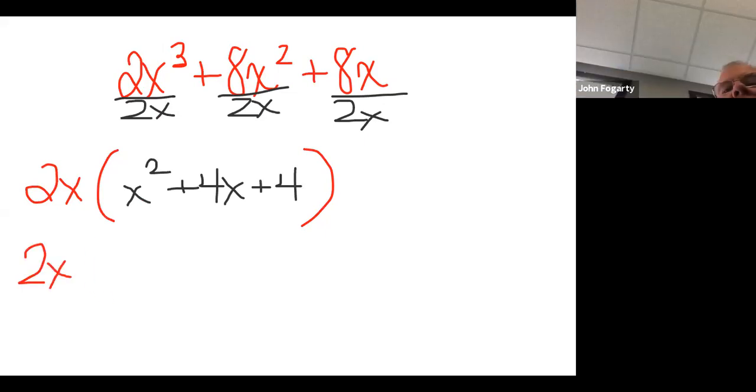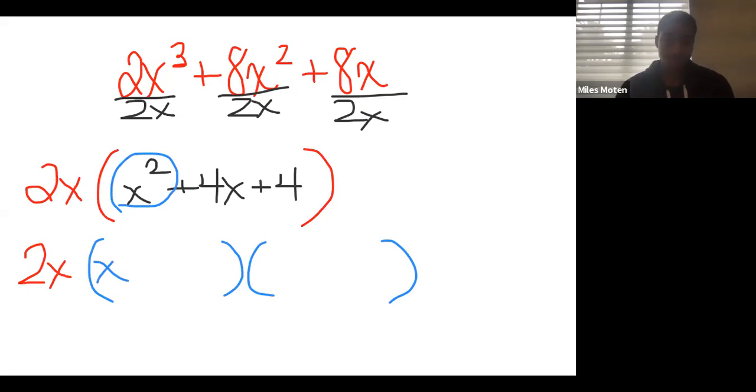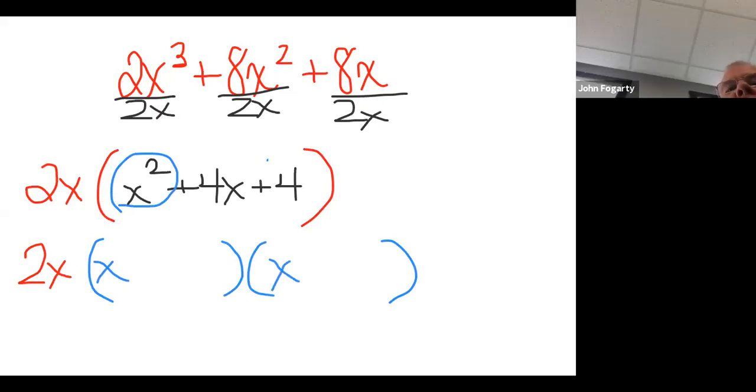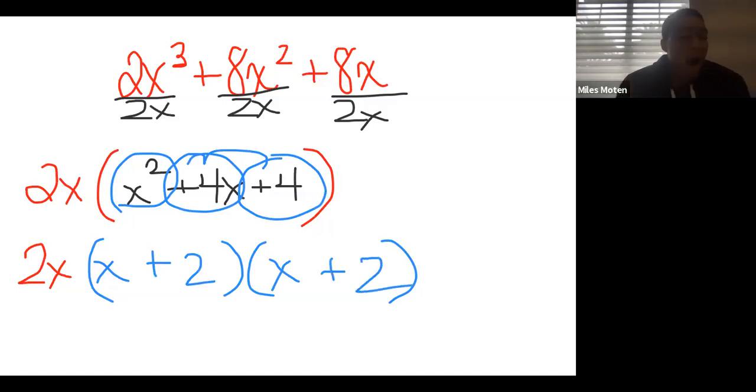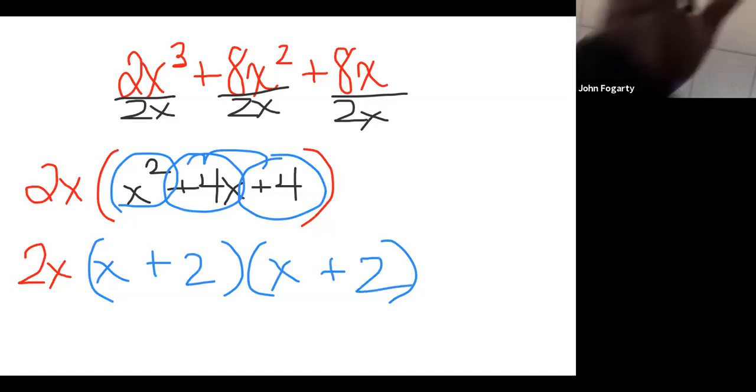Because I can factor out this quadratic trinomial. What's the first term of each? X. Give me the factors of 4 that add up to 4. 2. All righty. Does that make sense?